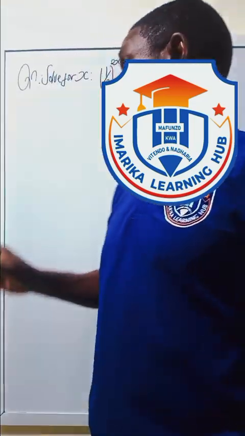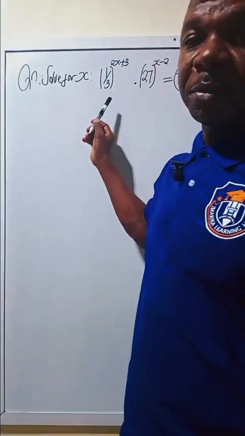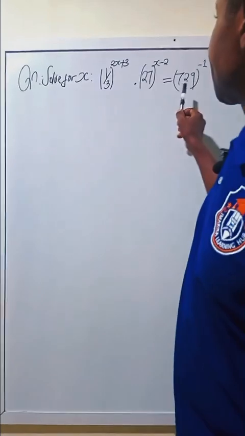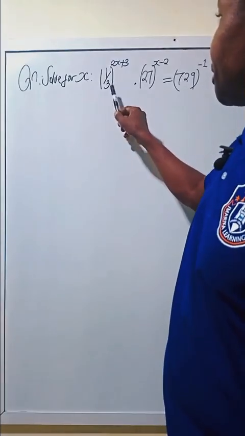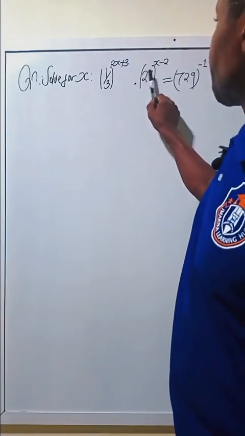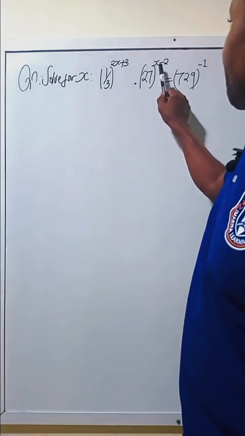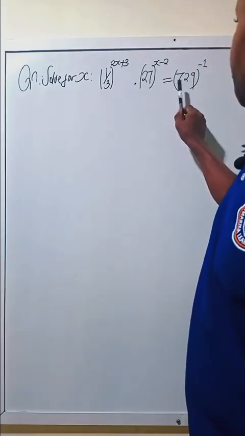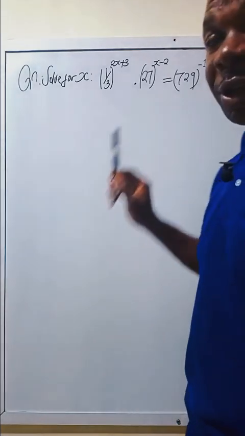Do you know the best way of solving this particular question here? (1/3)^(2x+3) · 27^(x-2) = 729^(-1).